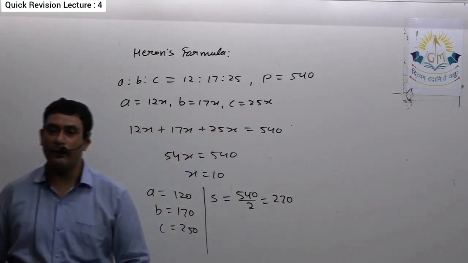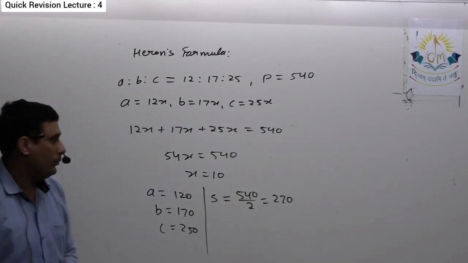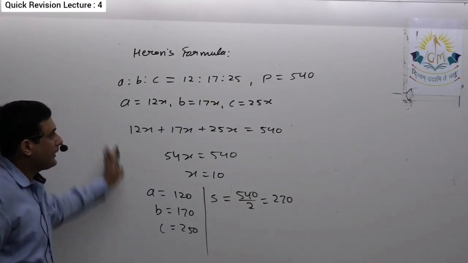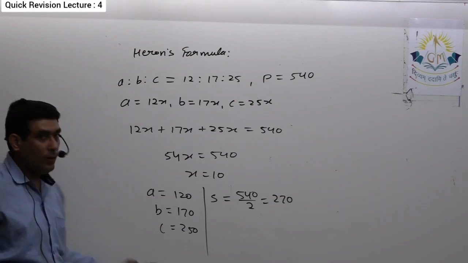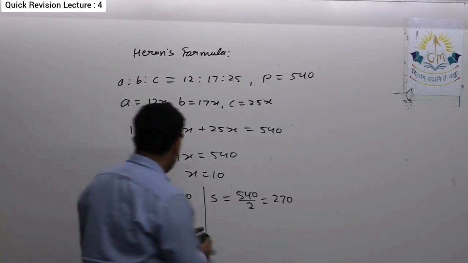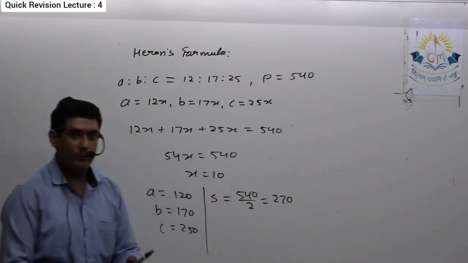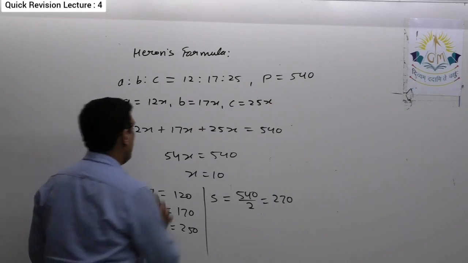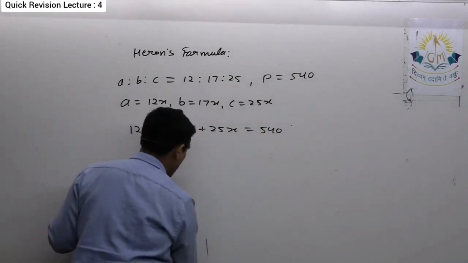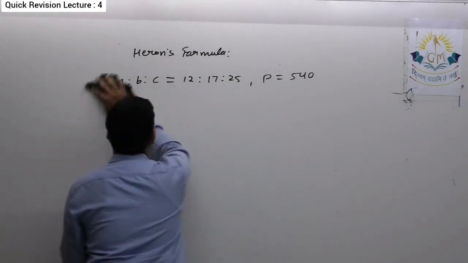Now next is I have to put these values in the formula. Okay, so this was the second type of question. Now third. Here A, B, C and S are there, so I am hoping that you will be able to find it on your own, just by keeping the values in the formula.